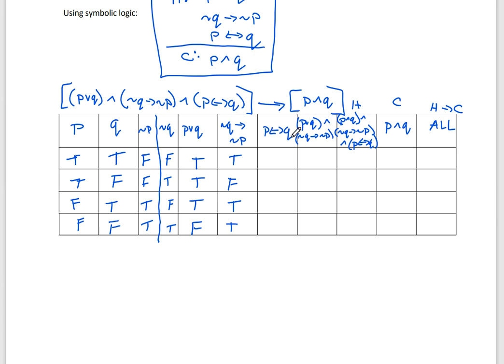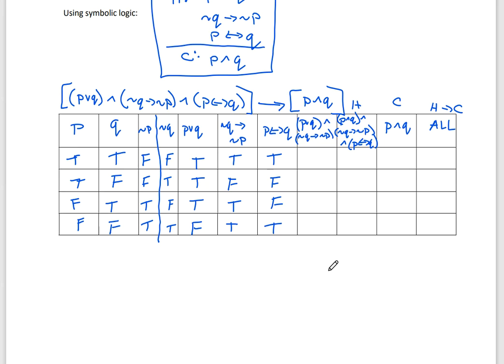Okay, P biconditional with Q. So now I'm looking where the two values are the same in the row for my P and Q column. So true biconditional with true gives me true. The middle two have different values, and the bottom two have two false. So we end up with true, false, false, true.